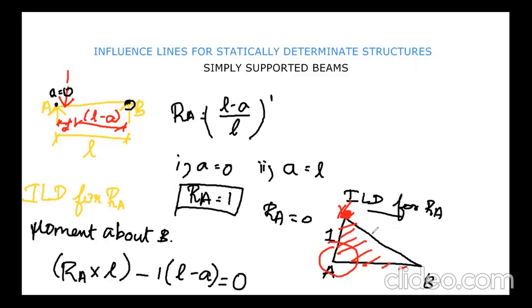So now what I want to know is the value of the reaction at this point. Say it is at the distance of L by 2. If this end is 1, then according to triangular property, this point will become 0.5. This is 0.5 means this 50 kilonewton into 0.5, 25 kilonewton is the reaction acting at the middle point of this beam. This is the reaction of A at the midpoint.